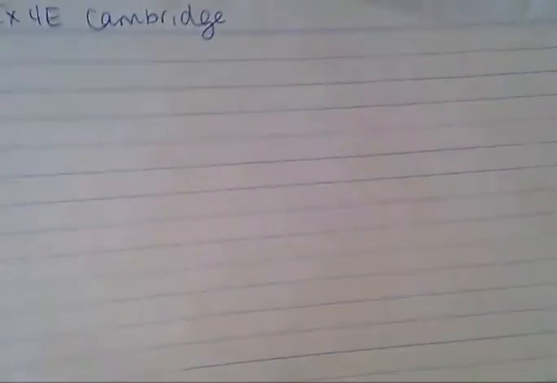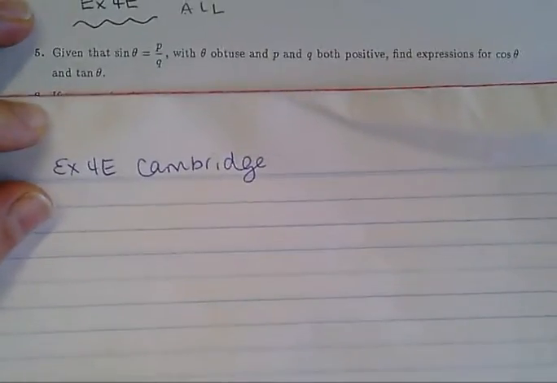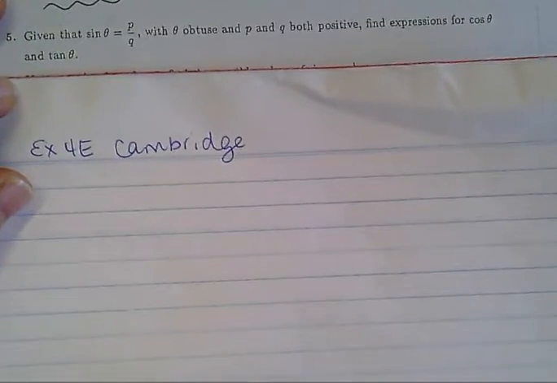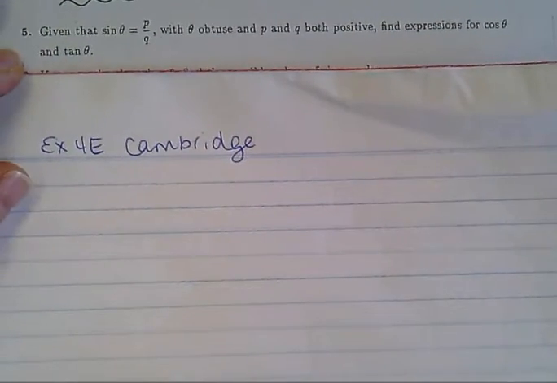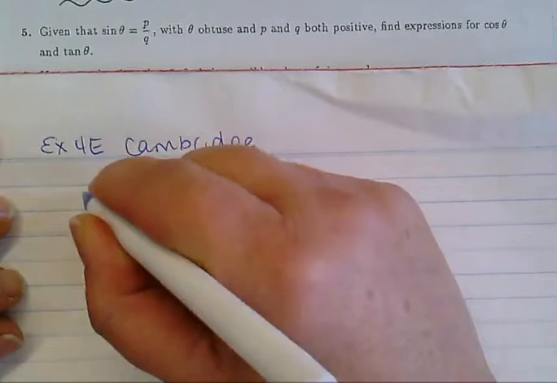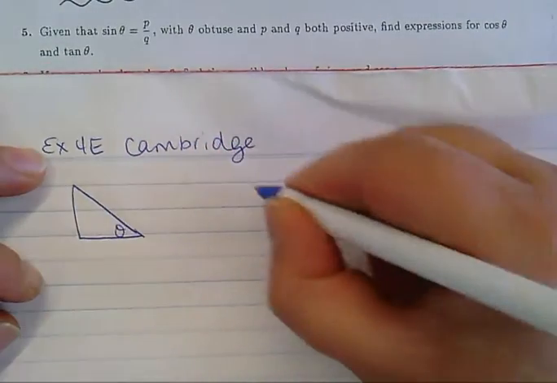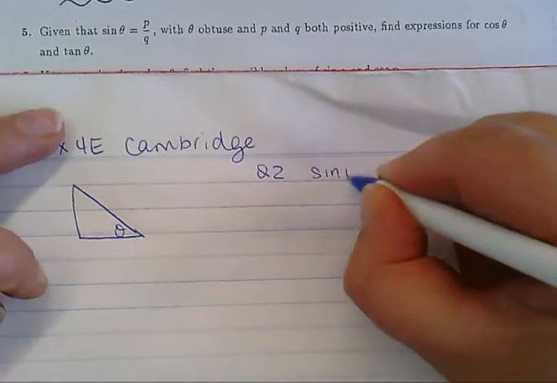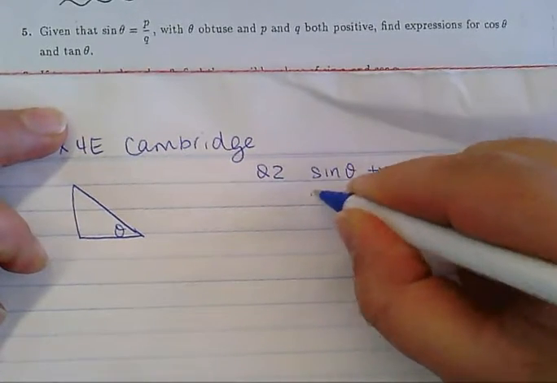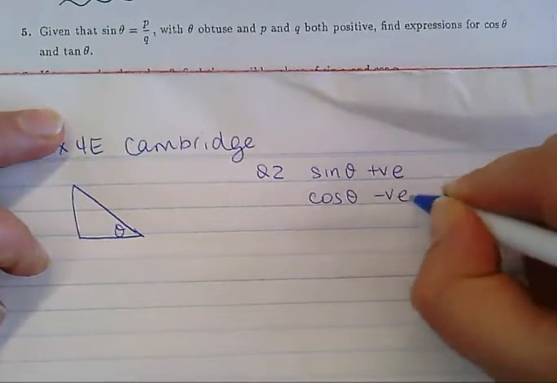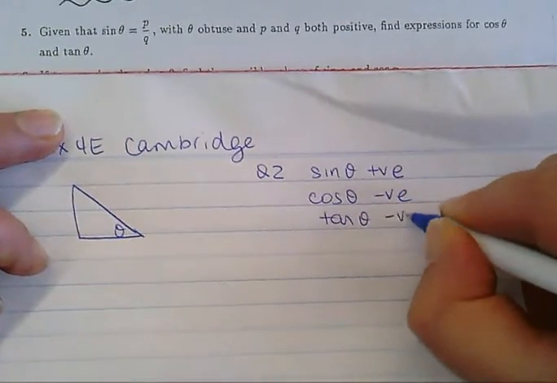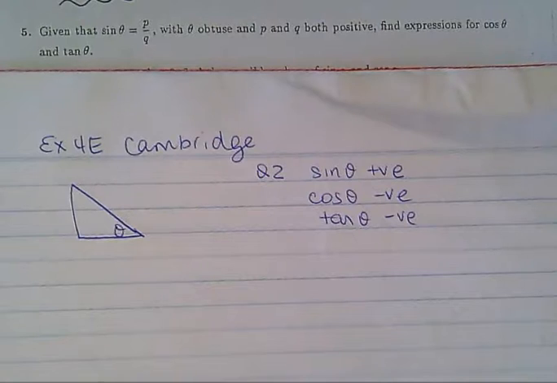So, I'll just put this here. Question 5. I'm going to stick it over there in quadrant 2 because it would go that way. Given that, we're in quadrant 2. Sine theta is positive, cos theta is negative, and tan theta is going to be negative. So you just work out your values. Just make sure that you're putting negatives in front of your tan theta and your cos theta.